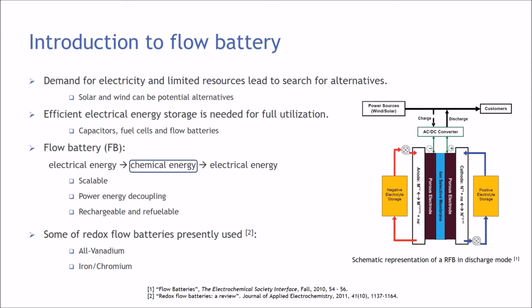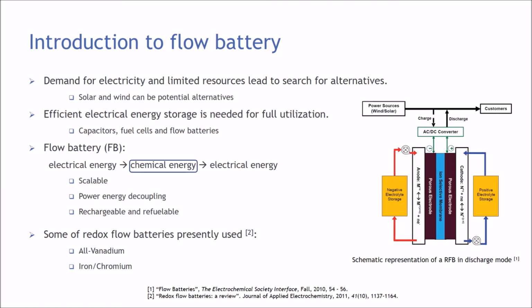Due to the increase in demand for electricity, we are exploring solar and wind energies, which are intermittent in nature. So we need efficient storage devices to utilize these energy sources effectively. Flow battery is an energy storage device which converts electrical energy into chemical energy and then converts back to electrical energy when it is needed.